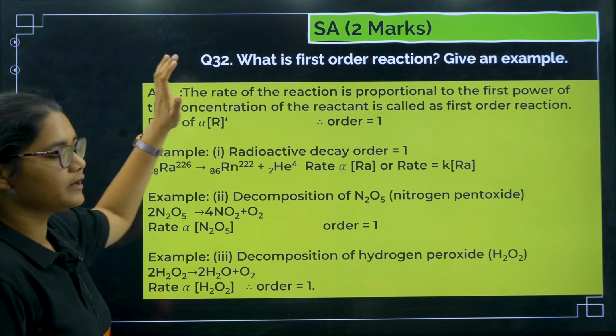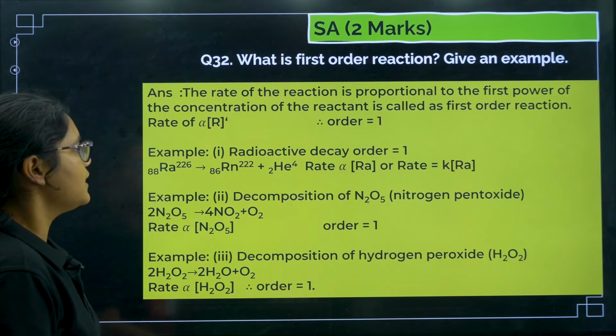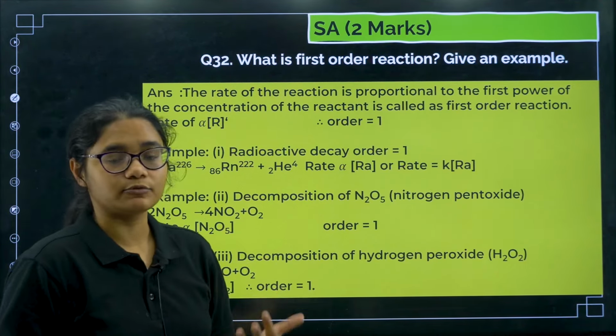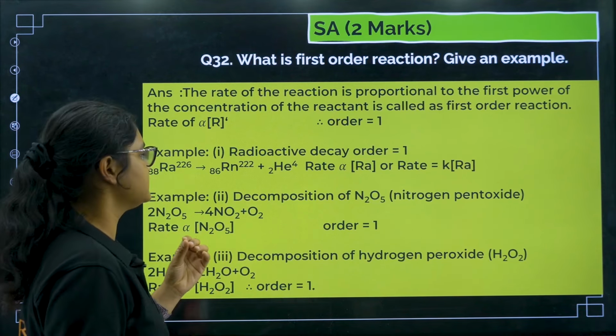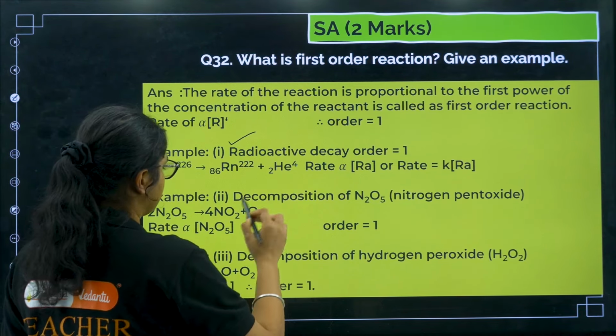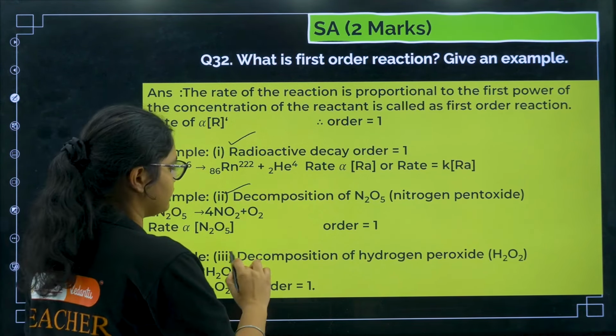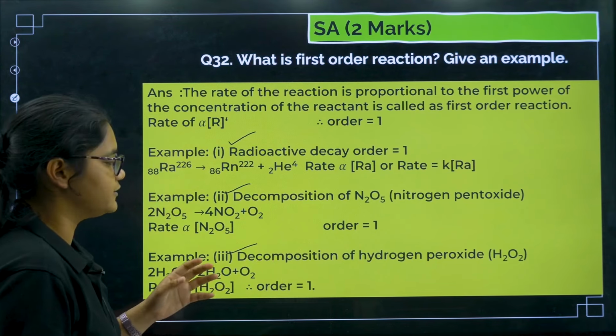Next, what is first order reaction and give an example? Same thing, the rate of the reaction is directly proportional to the concentration of the reactants. Examples: radioactive decay, decomposition of N2O5, decomposition of H2O2.